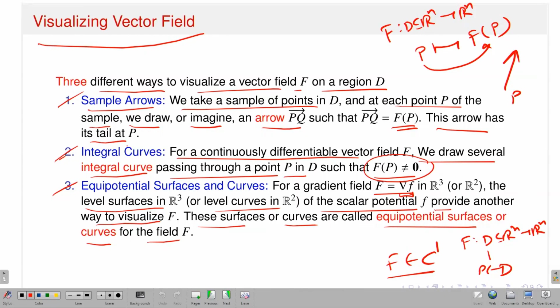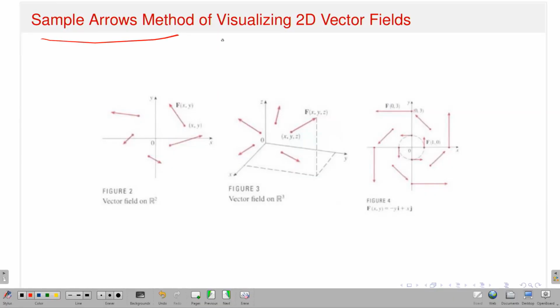Okay, as I said, now let's see some examples, then it will be more clear what I mean by vector field and how to visualize it. Look, the sample arrows method of visualizing two-dimensional vector fields. Suppose this is a vector field in R2, so you have a function f from R2 to R2. For each point, take a sample point. So these are the sample points. The vector field means for each point I am associating a vector. I have taken a couple of points, not all. That will give you the vector field in R2.